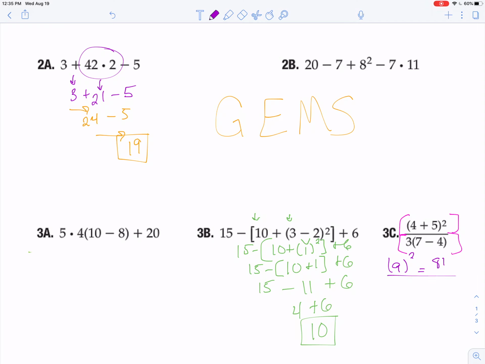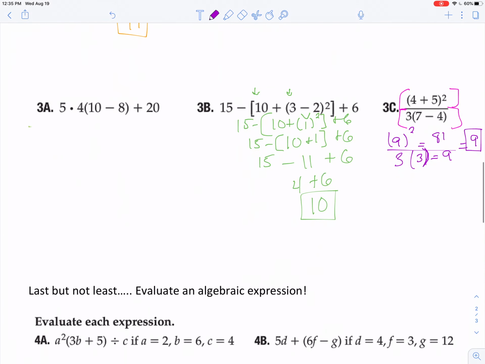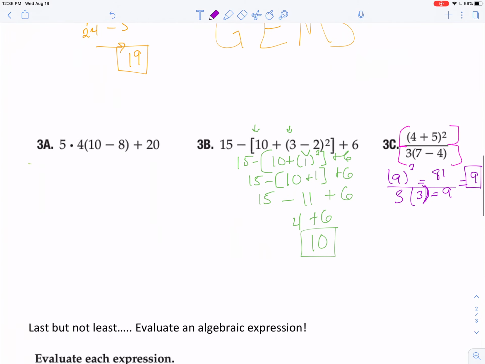Then I'm going to do the bottom. Again, parentheses first. 3 parentheses 3. And 3 times 3 is 9. So what I have now is 81 divided by 9, which is 9. Don't be afraid to grab your calculator and use that if you need to. All right, that is most of what we're going to do today.